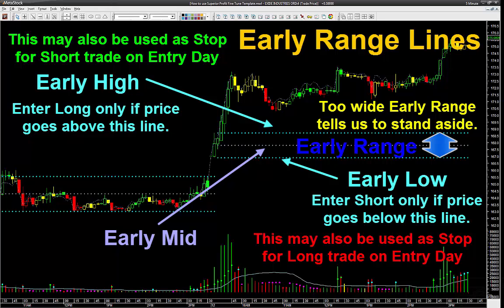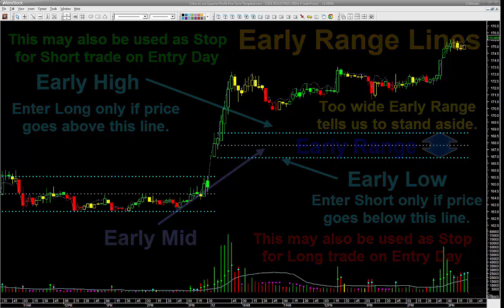Together, the daily range and early range lines help us to make precise, low-risk entry and also help us book profit. Now, let us apply this to the XI trade example.